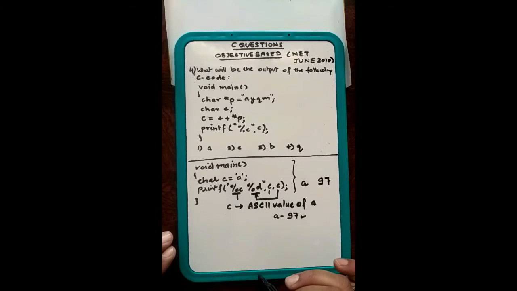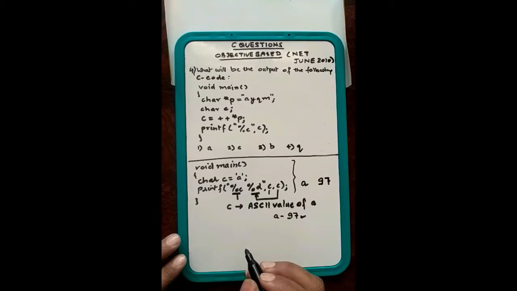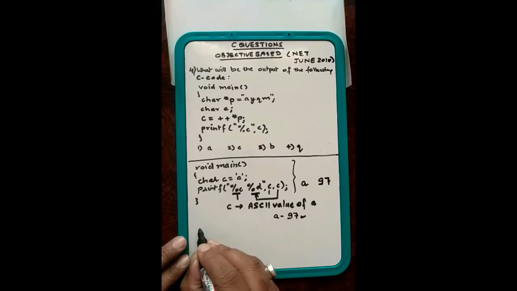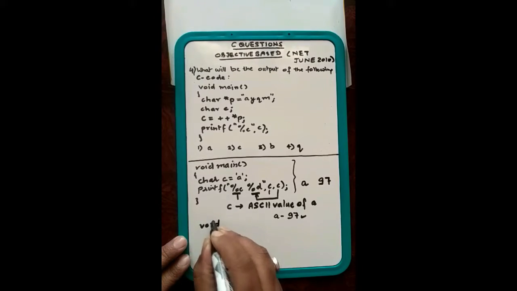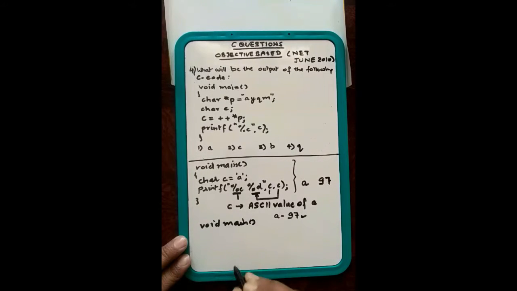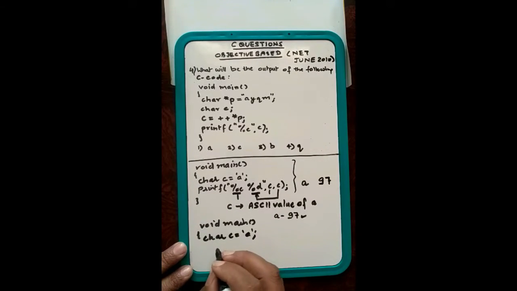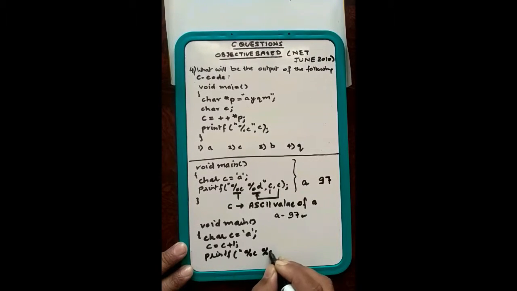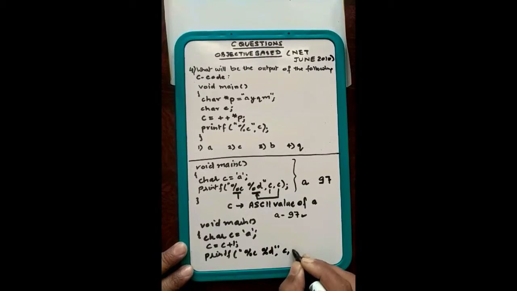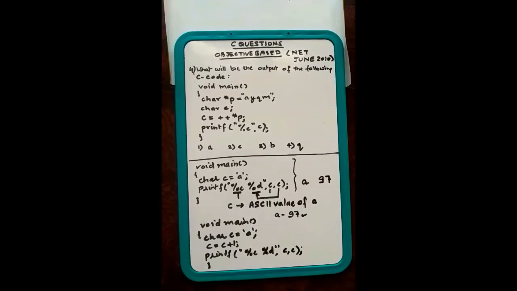Now if I change this program and write like this, for example, void main, then char c is equal to a, and I write c is equal to c plus 1, and I write printf percentage c percentage d, comma c, comma c. What will be the output of this program?